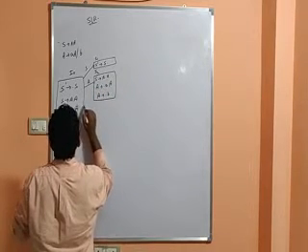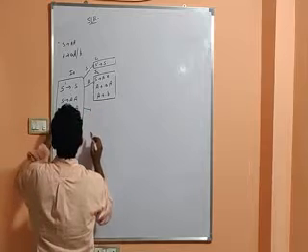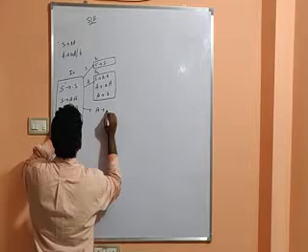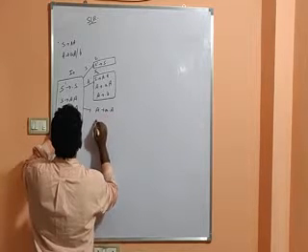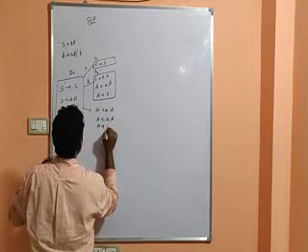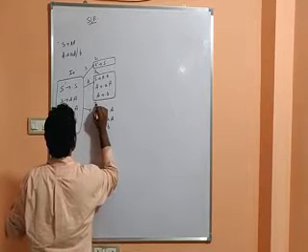So next, what is the next grammar I am having? A tends to aA. So you write the grammar: A tends to a dot A, and A tends to dot aA, A tends to dot b. So this is the I3 state.